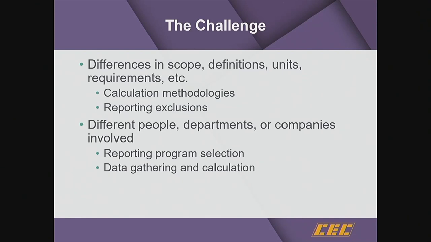And oftentimes there's different people or departments that are completing these reports. You might have operations doing one report, environmental doing another, safety doing another. So the gathering of the data and calculating the data is going in a million different directions by a million different people. And anytime that happens, you're going to get different answers. And that can become a problem when people are looking for your data and they find different answers.